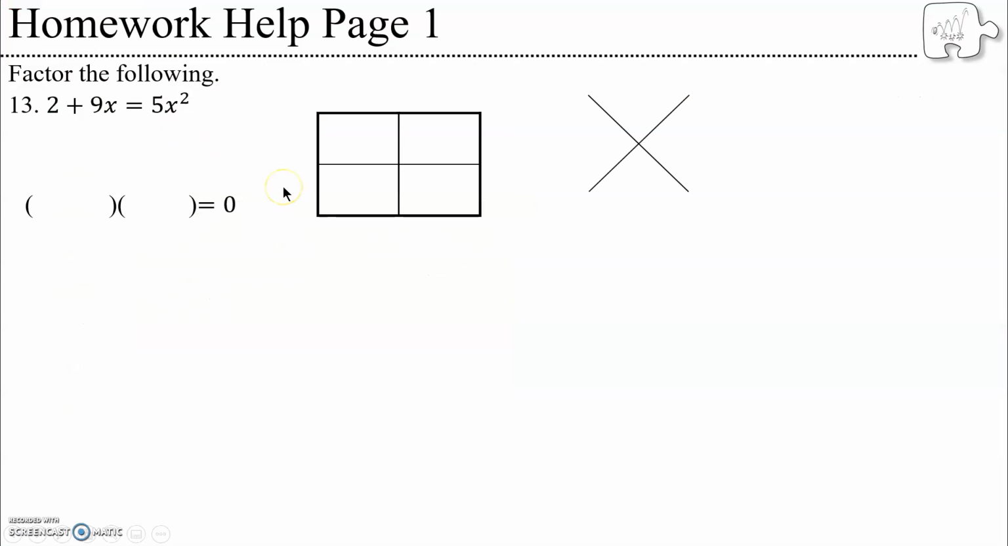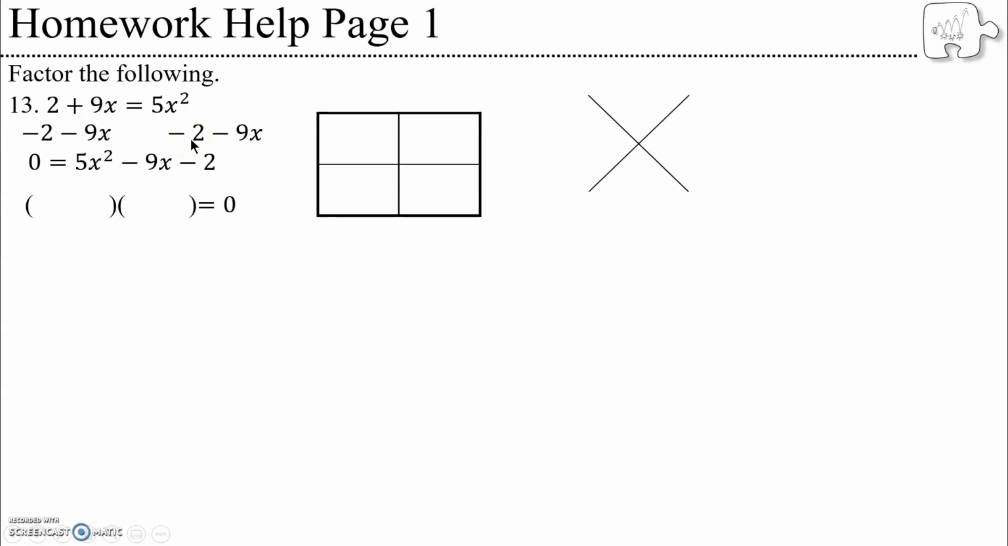Problem 13, like I said, is where we're going to start. Remember, it does not equal 0. As a general rule, I like to move everything to the x squared side. So I'm going to make this side equal 0 and move everything from here to the other side. We do the opposite of positive 2 and the opposite of positive 9x, which is minus 2 and minus 9x. Now the left side equals 0, and the right side is 5x squared minus 9x minus 2.